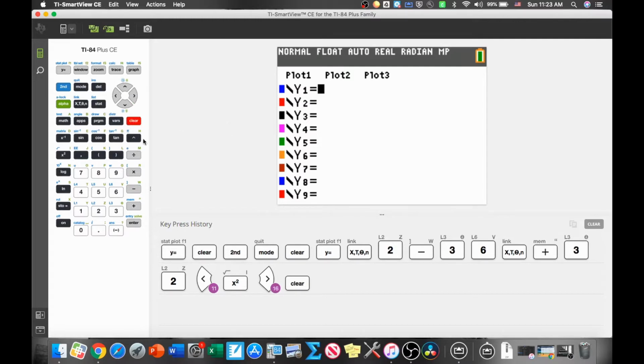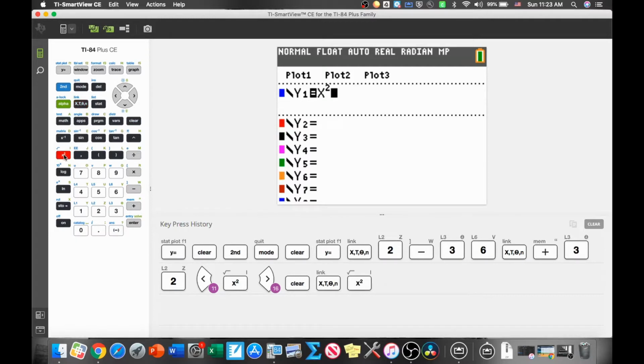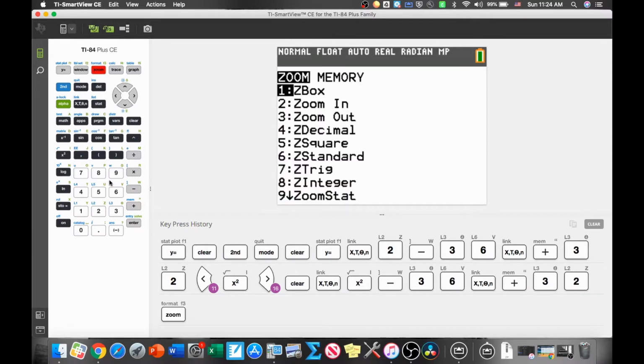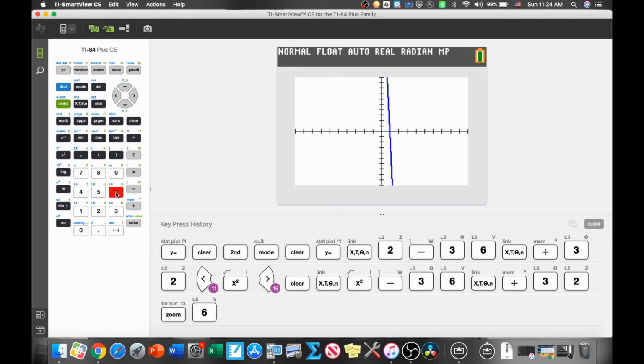All right, so I am just going to type in my equation, and my y1 is going to be x, and then right here, this is the button to make your variable squared. If you're going to do a higher power, then you use the caret. We'll get to that eventually. So x squared minus 36x plus 32. All right, so I have my equation in. And now if I just hit this zoom key right here, and then I go down to 6, this is what we talked about before. Zoom 6 is the standard window. That's going to be negative 10 to 10 in both directions.